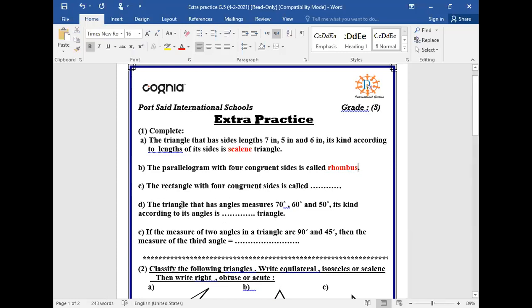Amr, the rectangle with four congruent sides. Square, Mister. Square. Thank you.